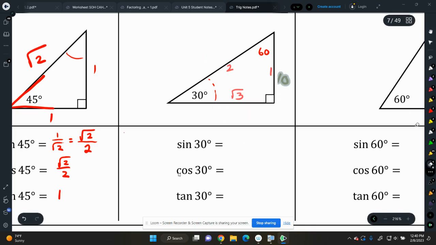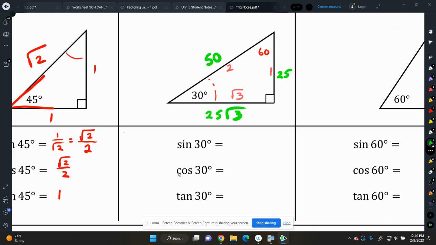What if they gave us a 30, 60, 90 triangle, and on this side we had 50? What would the short leg be? 25. What would the long leg be? There you go, 25 square root of 3. Look how fast we did that. I know that you could reason it through and come up with the answer, but look how fast that was, right? You just have to know those ratios.